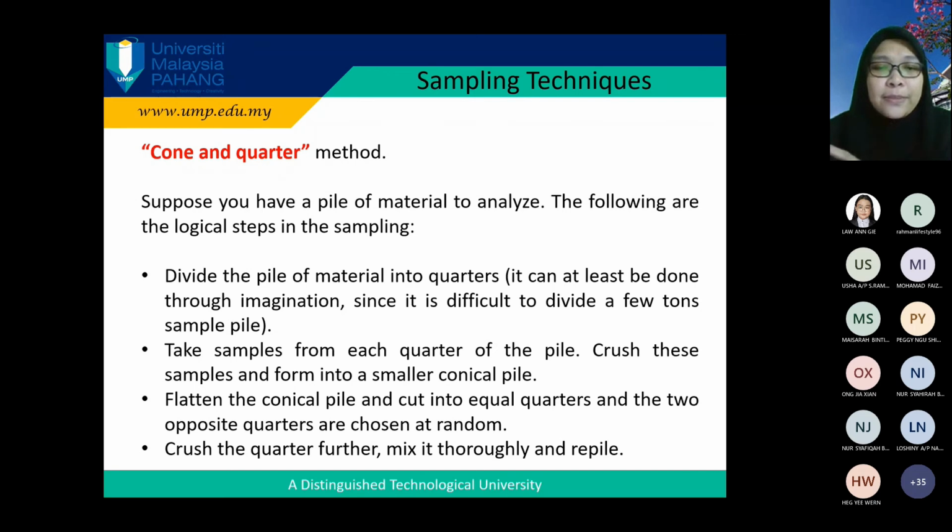Okay, crush these samples and form into a smaller conical pile. Okay, dah ambil satu, letak dalam bentuk conical pile, flatten the conical pile and cut into equal quarters. Again, divide by 4, and the 2 opposite quarters are chosen at random. Okay, contoh dia macam ni. You ada 1 guni tadi soil sample. Divide by 4. Tak nampak lah, kalau 3D nampak, nanti you tengok dalam video.